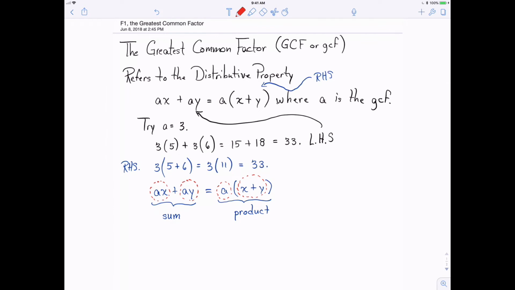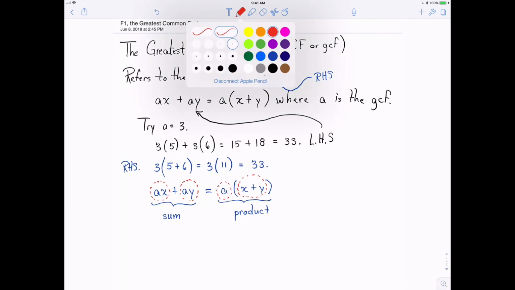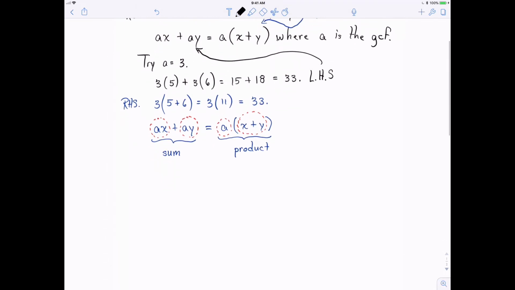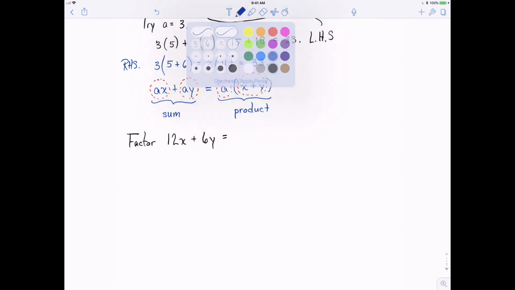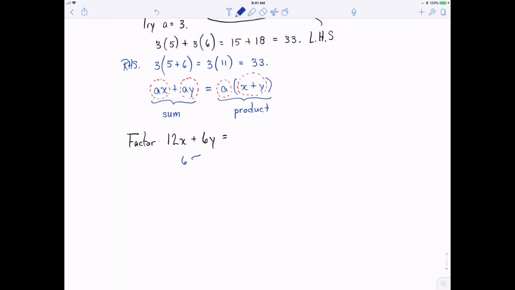So I think at this point, an example is in order. Let's try this one. I'm going to scroll up a little bit. Let's try the problem of factor 12x plus 6y. Now, if we look at this, we can see we have the x and the y, just like we do up in this example above. But what we are looking for is what is a. And in this case, notice that there's a 6 here.